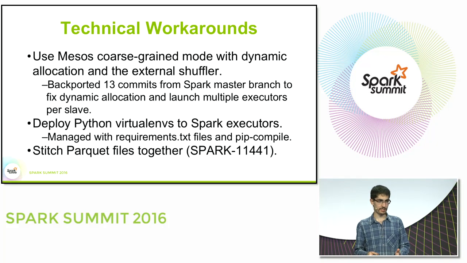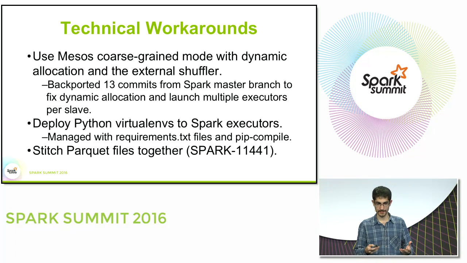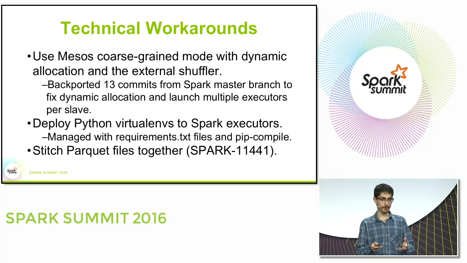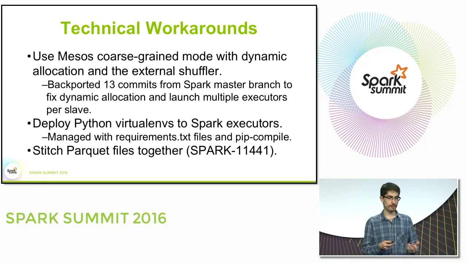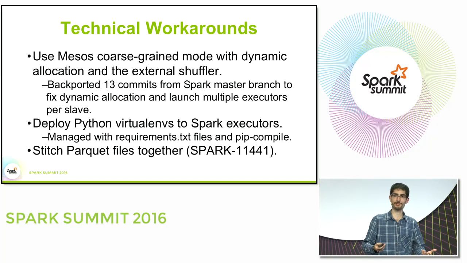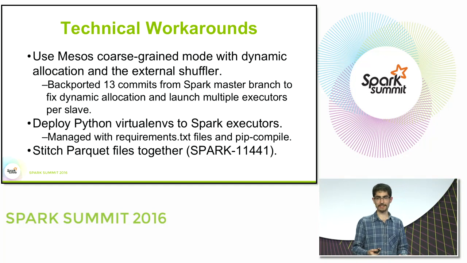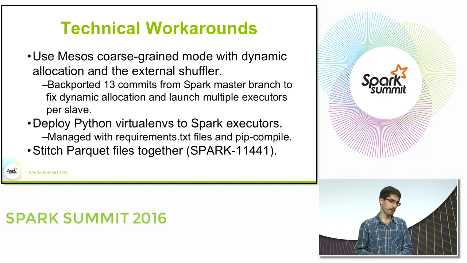So we're using dynamic allocation, which, thanks to the work that the committers have done, works pretty well. But we had to backport 13 commits from the master branch. These would be in Spark 2.0, to fix dynamic allocation and launch multiple executors per node. We deploy Python virtualenvs to the Spark executors. The reason I mention this as a workaround is that in Java, it's very easy to deploy a jar and just package all of your dependencies in the jar. Whereas with Python, that's not very easy, especially if you have C extensions.